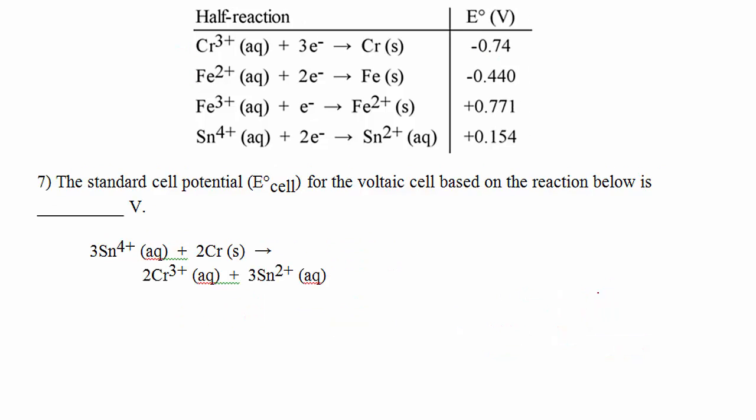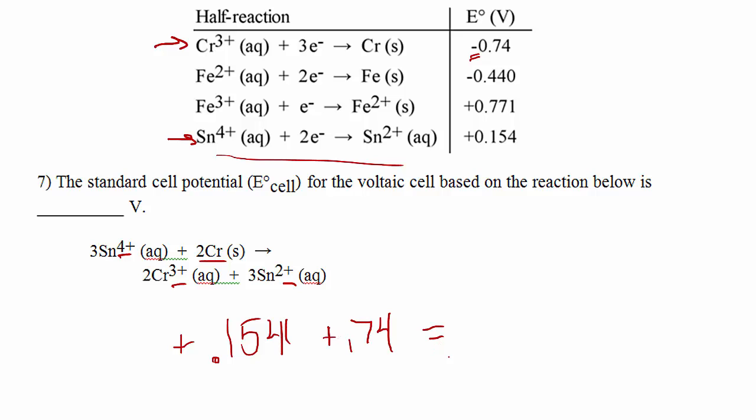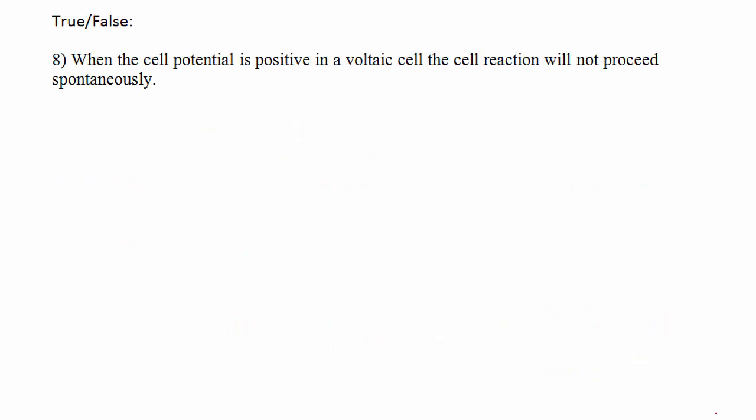Number seven: the standard cell potential for the voltaic cell and the reaction below is what? So Sn goes from plus 4 to plus 2, so I find that reaction right here. It's the same as in my reaction, so I just use the same sign, positive 0.154. Chromium goes from 0 to positive 3. I found the opposite reaction here, so I have to use the opposite sign, positive 0.74. Combine those numbers and you get positive 0.89 volts. It's not the most difficult stuff.